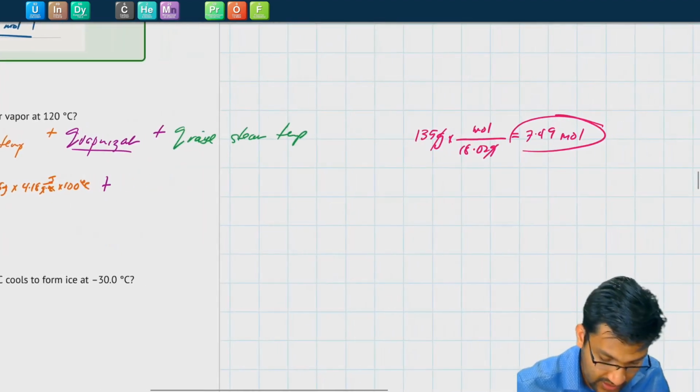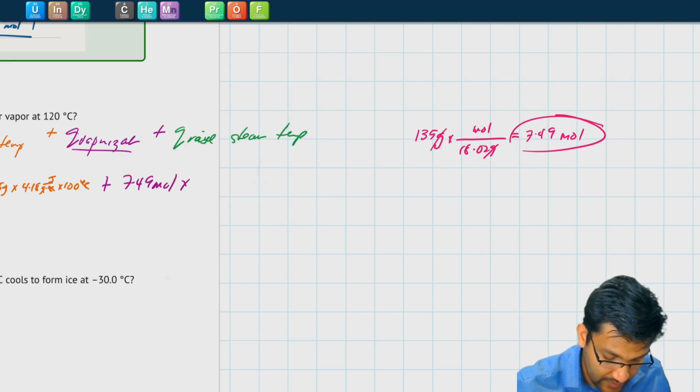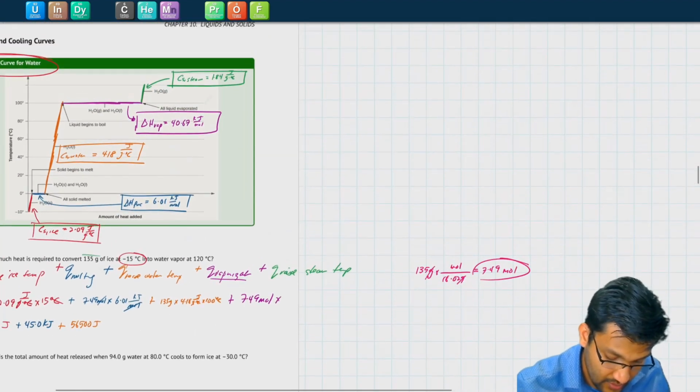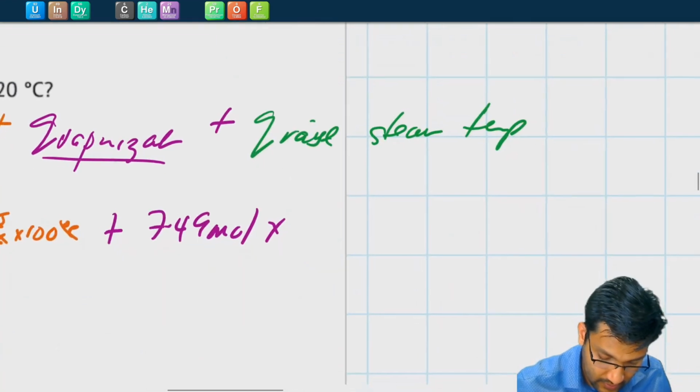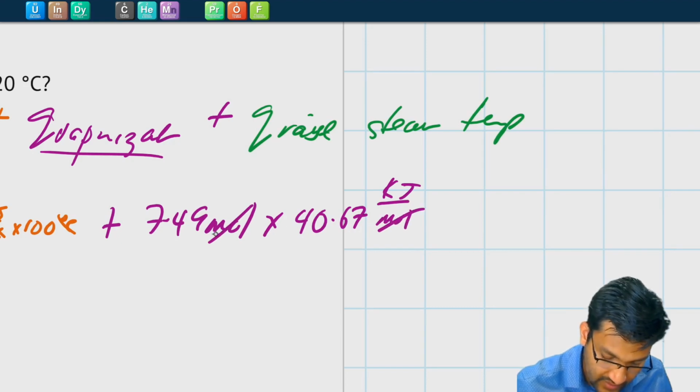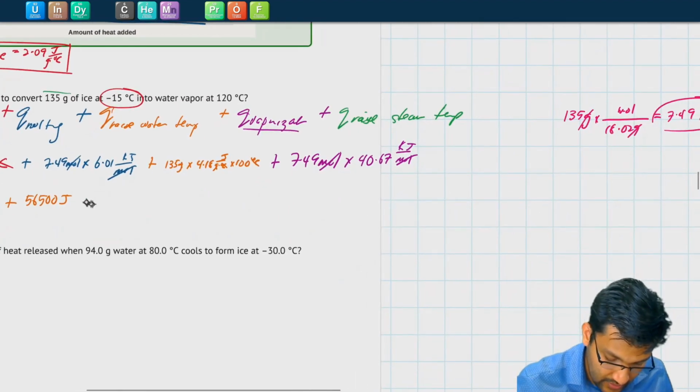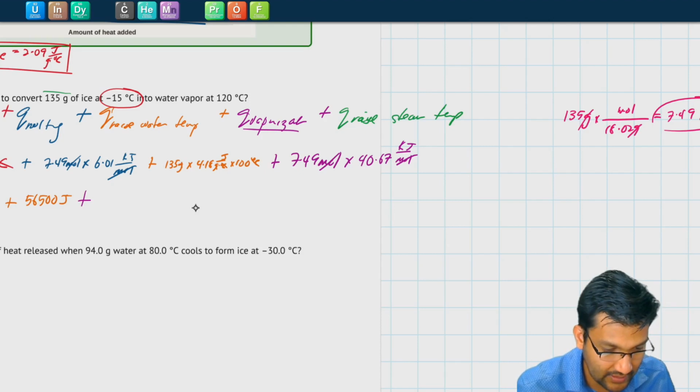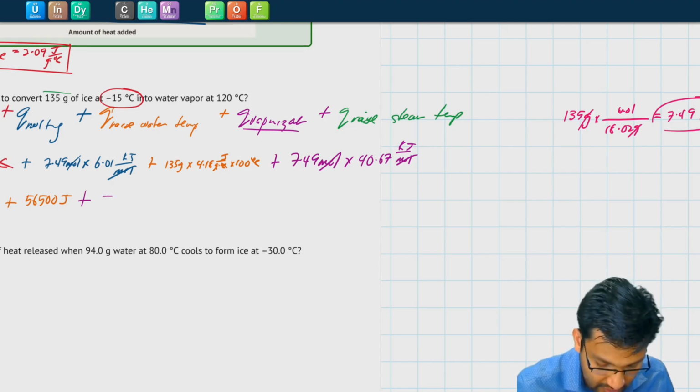Now we need to deal with the vaporization part, right? Again, we know the moles is 7.49 moles. The enthalpy of vaporization here was 40.67 kilojoules per mole. So this answer comes out to be, in kilojoules, I think it's 305 kilojoules.